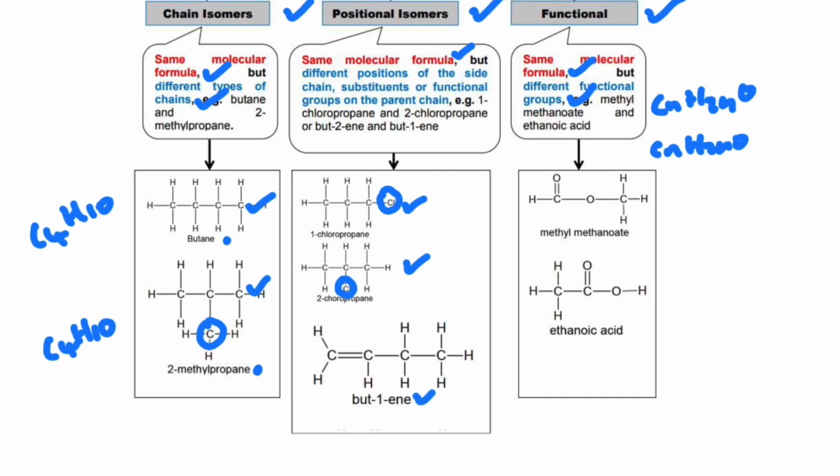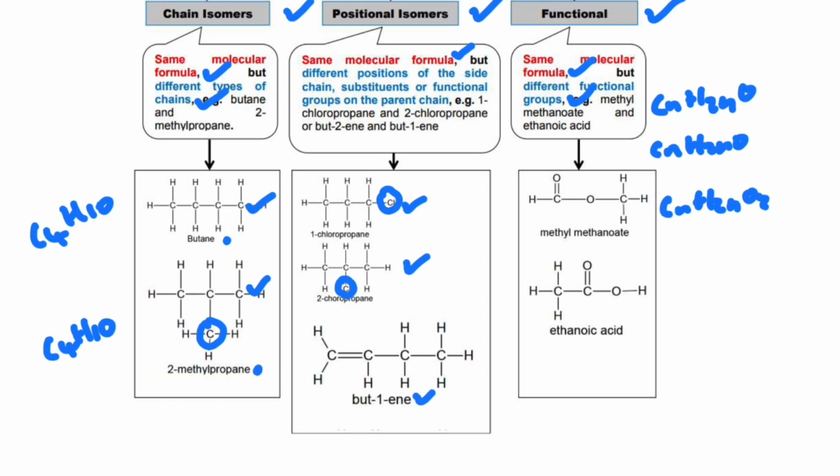Carboxylic acids and esters are functional isomers. They have the same general formula, not necessarily the same molecular formula, which is CnH2nO2. Let's take a look at this example.